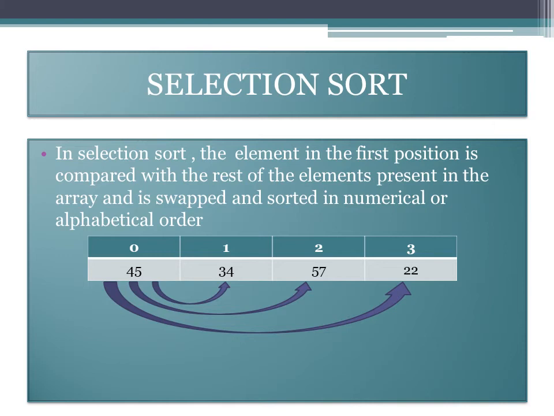For example, 45, see these arrows, 45 will check with 34, 45 will check with 57. Whatever element is present there, the first position is being checked with the rest of the elements present in the other positions, and that way, if the condition is fulfilled, it will get swapped, and in the end the array will get sorted.